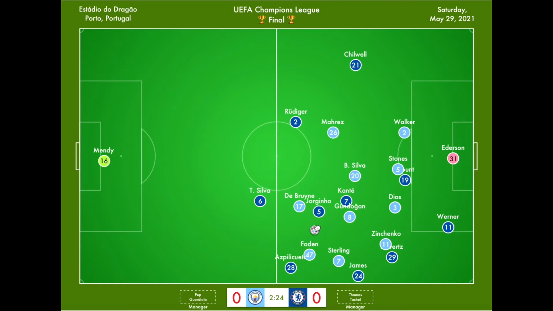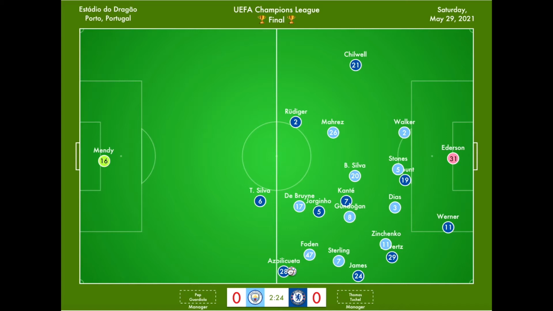Azpilicueta takes a look around, sees there's no other options, goes back to James, who's slightly more open than him. James, unfortunately, has the option to pass it to Werner, who's really just trudging back along, but completely offside. And then Havertz is really not all that open either, and a cross doesn't really seem likely, given the pressure from Zinchenko, Sterling, and Foden. So James then passes it back to Azpilicueta, who then moves a little bit to see where the action is.